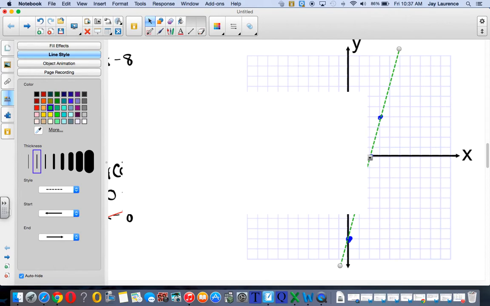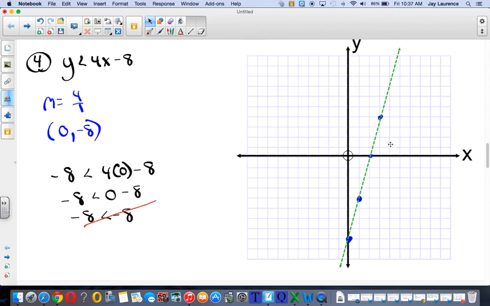There we go. So you see, none of the points on the line make the inequality true. So I make a broken line to say they're not included. It's not unlike when we graphed on the number line. Remember when we graphed on the number line and we might have used an open circle when it wasn't equal to and we shaded? It's very much like that, but instead of doing open points, we do a broken line or a dashed line.